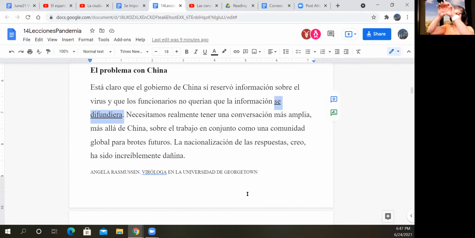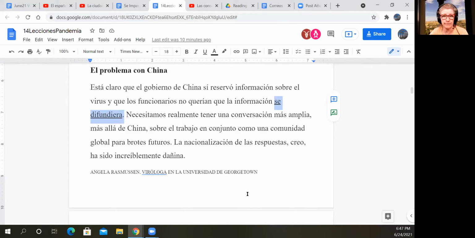So let's look at the whole big context. Está claro, it's clear. Está claro que el gobierno de China, it's clear that the government of China, sí reservó. Yes, they did hold back. The sí there is kind of like saying yes. Or we might say they really did hold back, or it's true that they held back.